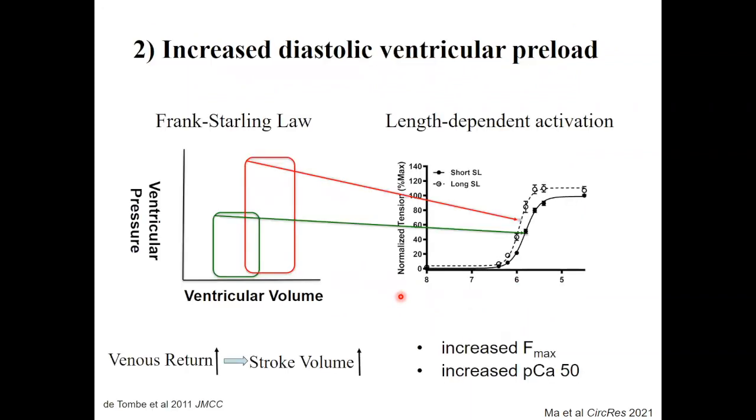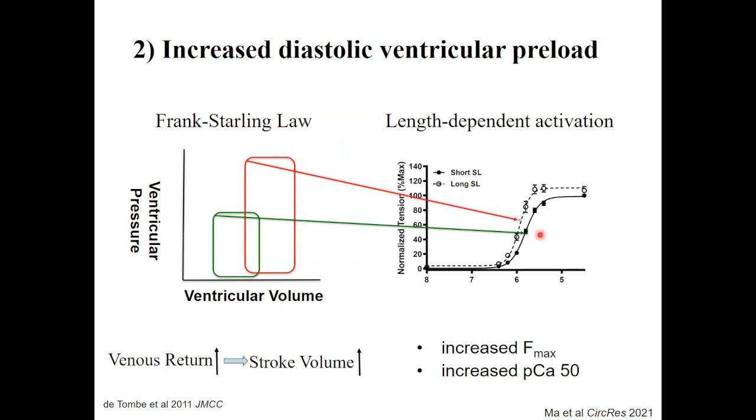The next one is the increased diastolic ventricular preload. So at the heart level, an increase in venous return during diastole will stretch the ventricle wall, and thus increase the ventricular volume, which leads to higher stroke volume. This is called the Frank-Starling law of the heart, which has the underlying cellular mechanism in the sarcomere called myofilament length-dependent activation.